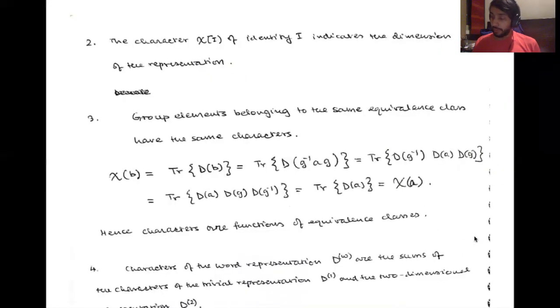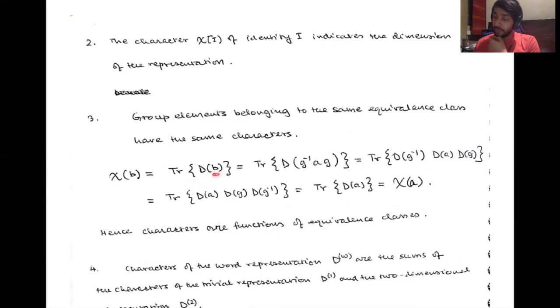There are going to be many more interesting things. The character of the identity is going to determine the dimension of the representation. Also, if you have group elements that belong to the same equivalence class, these are going to have the same chi's. This is something that you can work out in a reasonably systematic way. So how do you do that? Chi of b is the trace of D(b).